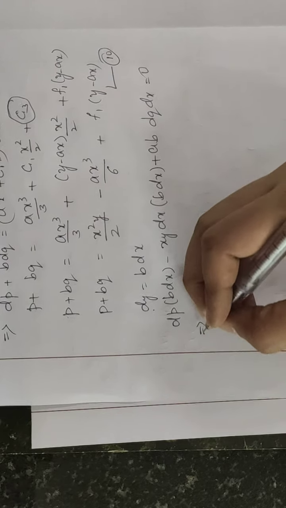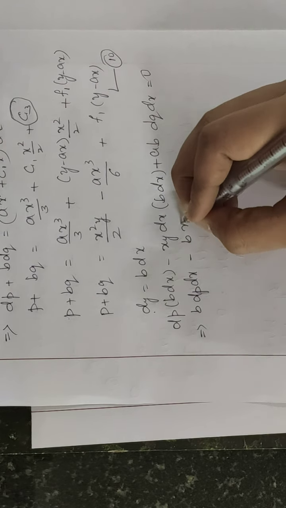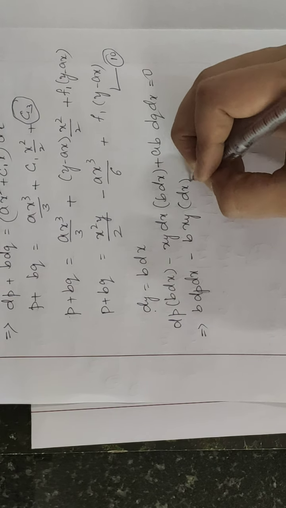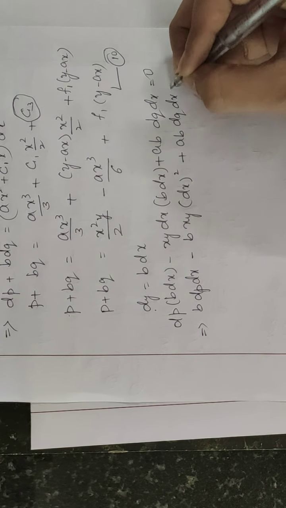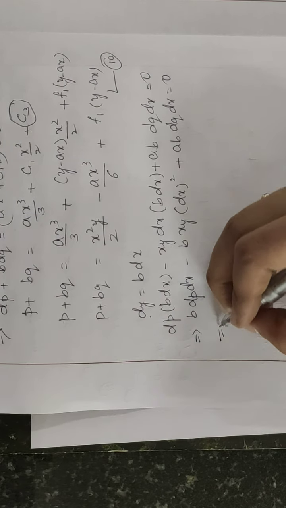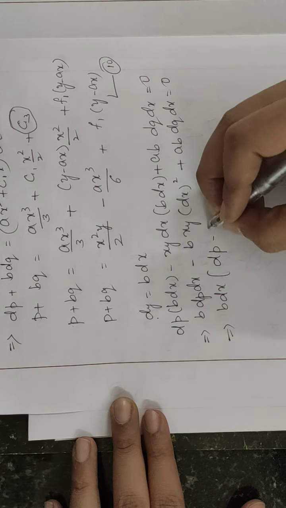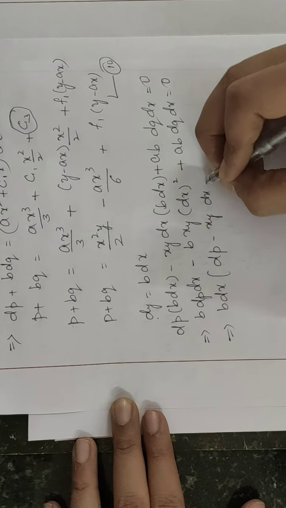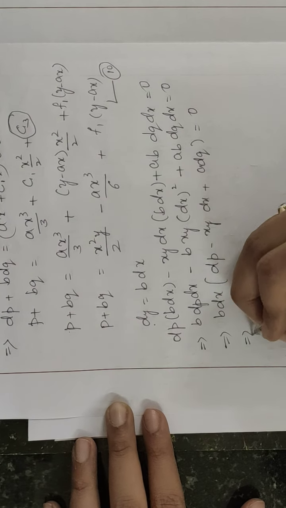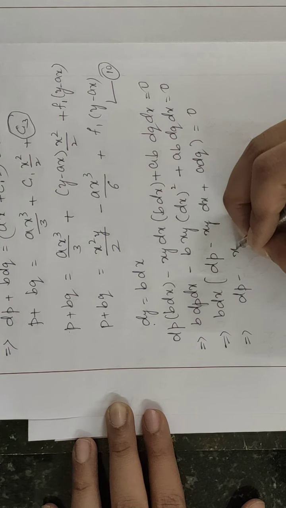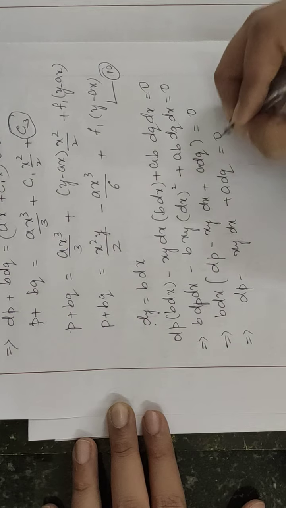So we can rewrite this as (b dp/dx − b xy)² dx... plus ab dq/dx is equal to 0. So I can take b dx as common. So you will get (dp − xy dx) + a dq is equal to 0. This implies (dp − xy) dx + a dq is equal to 0.